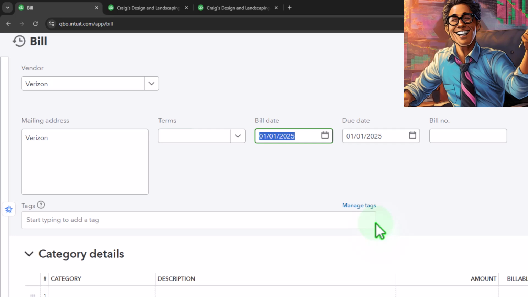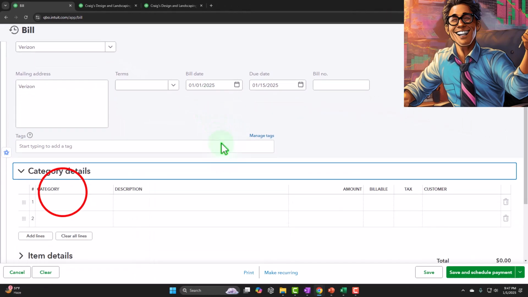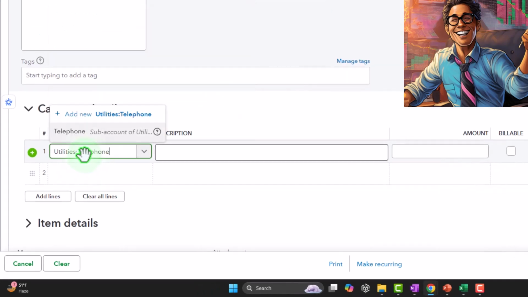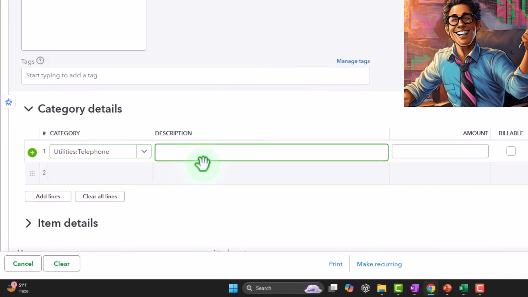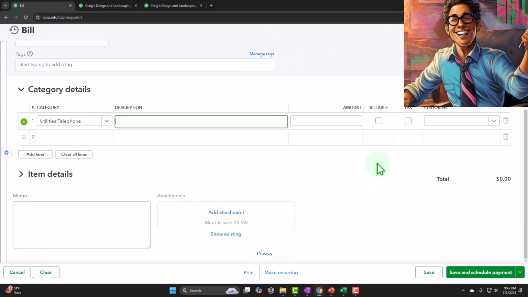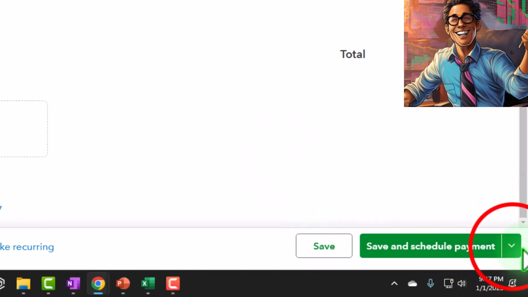I'm going to say we entered it on 1/1/25. It's due, let's say, on the 15th once again. And no bill number. I'm not going to add any tags. I'm just going to add the category of telephone. So telephone tab. And so there it is. I'm not going to make it billable or anything. We discussed that last time, but I'm just going to keep it there.